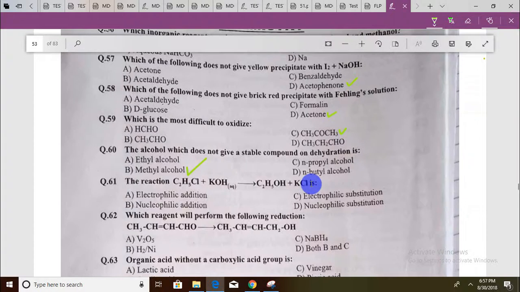The reaction of C2H5Cl plus KOH to form C2H5OH plus KCl. This is obviously a nucleophilic substitution.